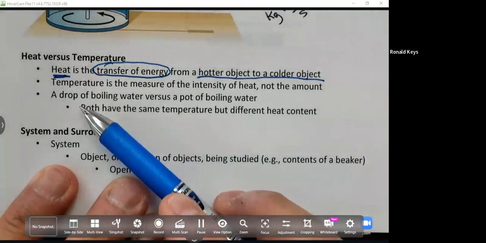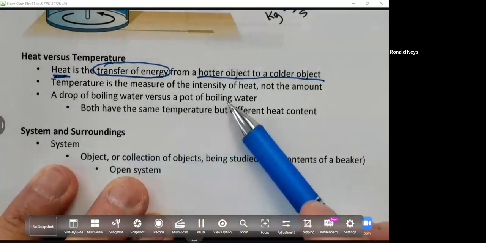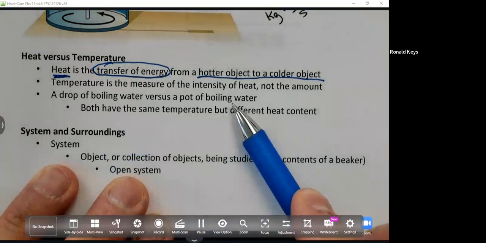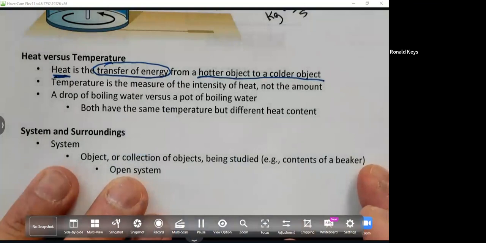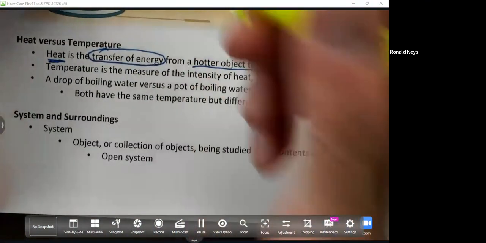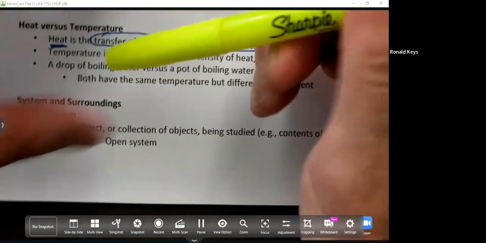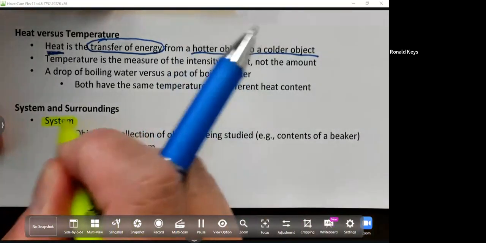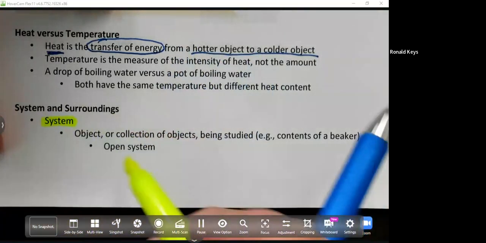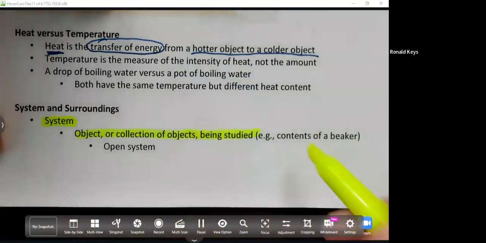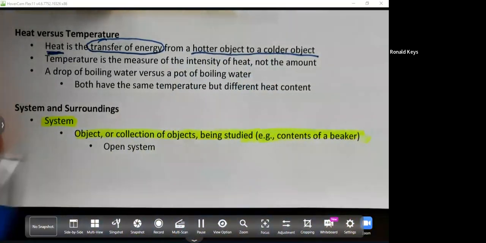Another way is a drop of boiling water versus a pot of boiling water. A pot of boiling water has a lot more heat energy, even though they're at the same temperature. And then some language here. System versus the surroundings. So the system is the object or collection being studied. The contents of a beaker.